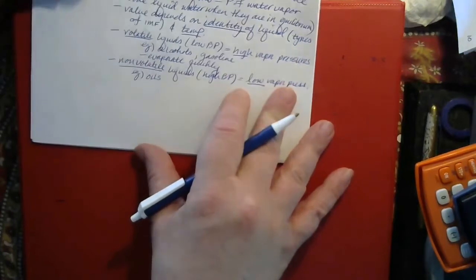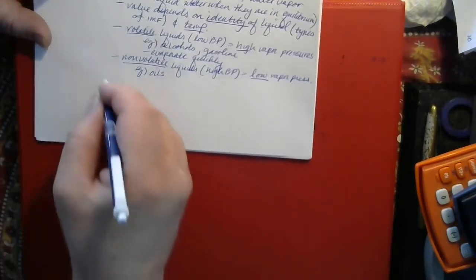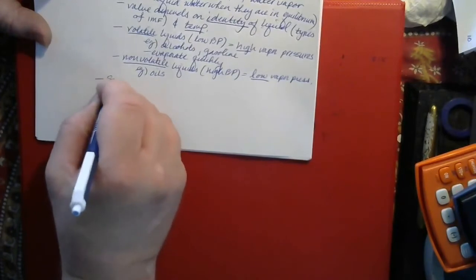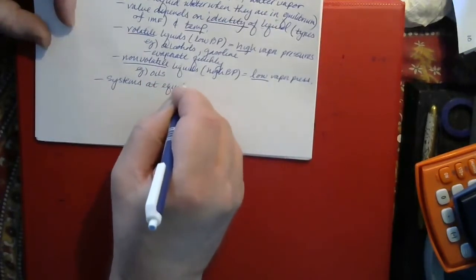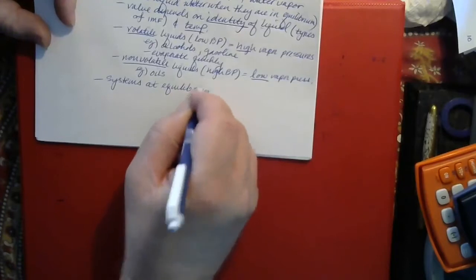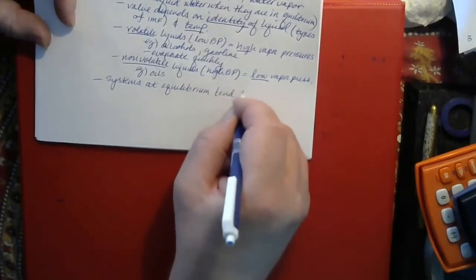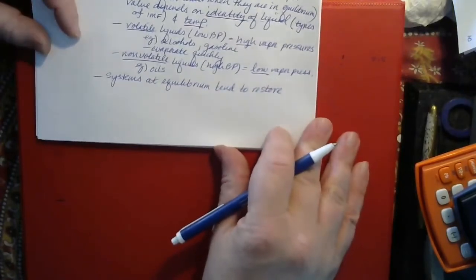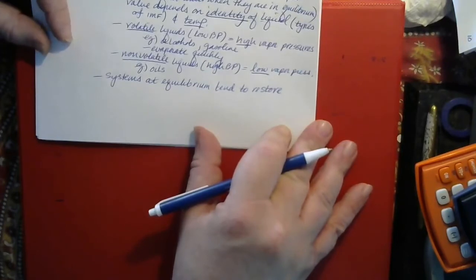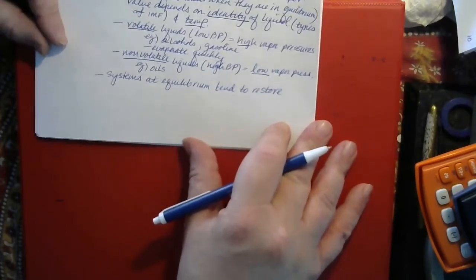Systems that are at equilibrium, so it's like a liquid in a closed container, will eventually reach an equilibrium between evaporation and condensation. They tend to try to maintain that equilibrium, to the extent that if something happens that disturbs that equilibrium, the system will react generally in a way that will tend to restore that equilibrium.